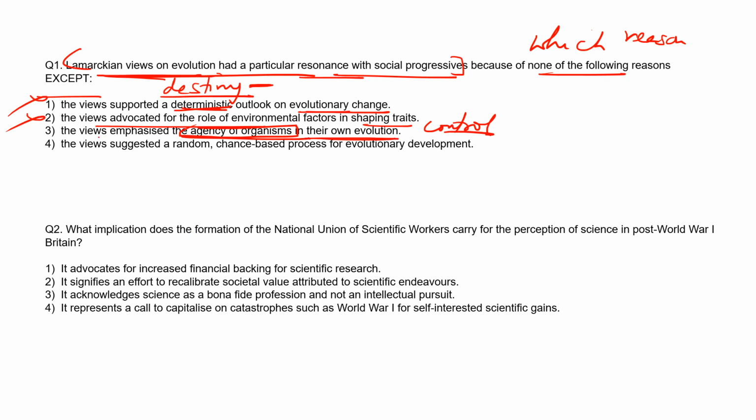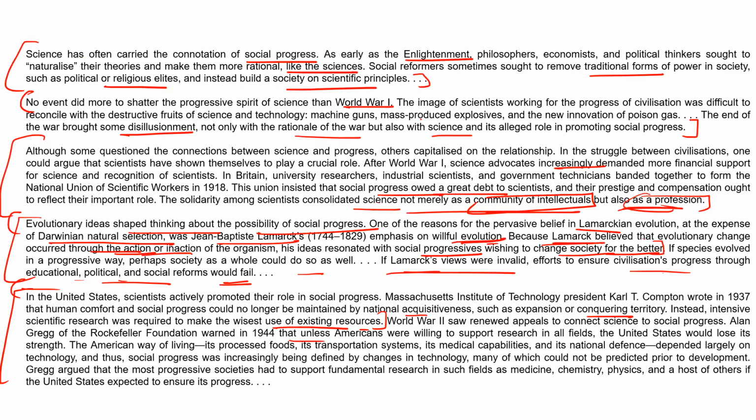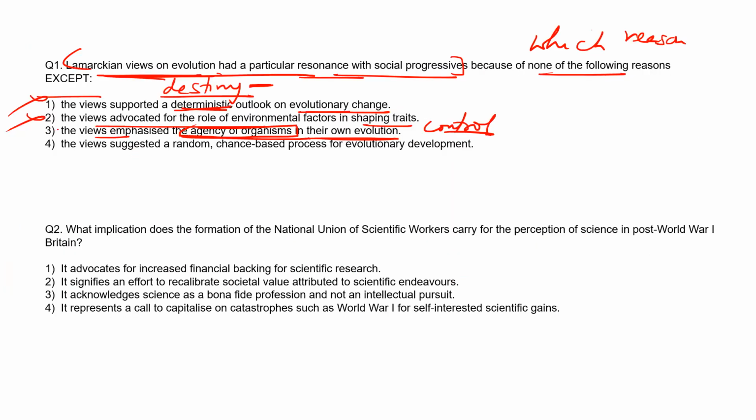So yes, Lamarck says that if the organism wishes or wills, then it can evolve, right? So Lamarck believed that evolutionary change occurred through the action or inaction of the organisms. His ideas resonated with social progressives wishing to change society for better. So this looks fine. The view suggested random chance-based process. बिल्कुल गलत. It is upon the wishes or the will of the individual.